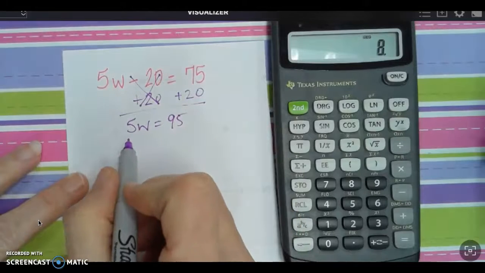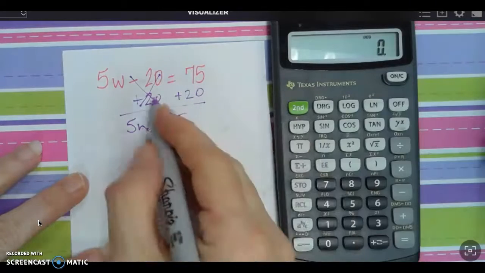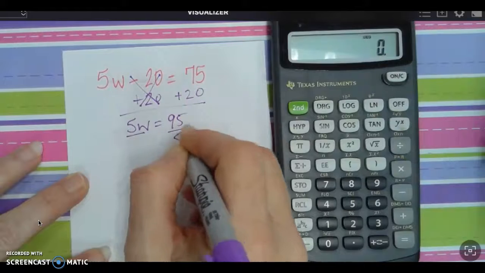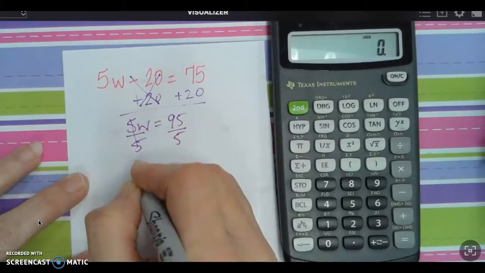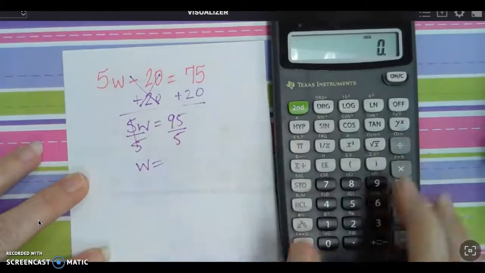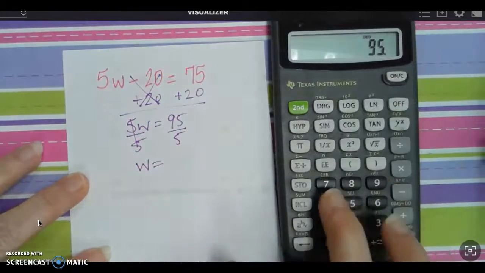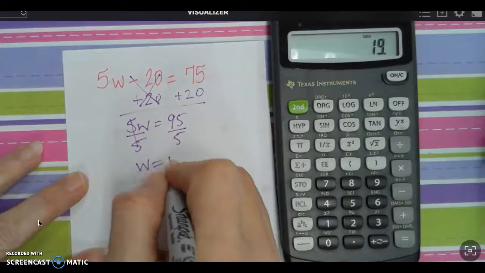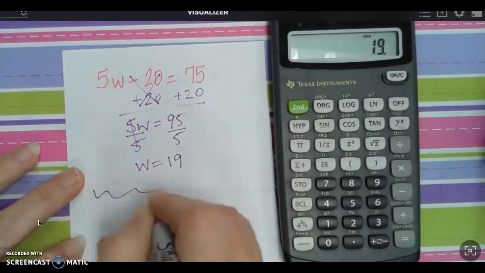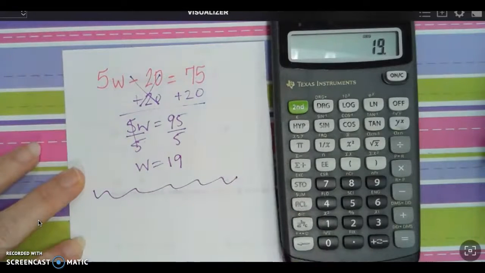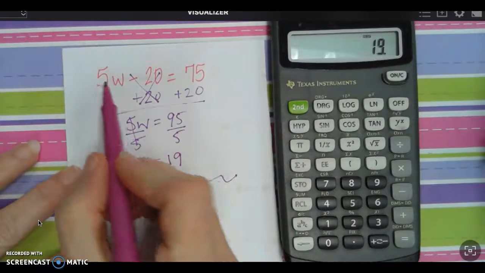And if it's 5 times w, the opposite of multiplying is dividing. Now some of you can probably do that in your head. Some of you might not. But we've got 95 divided by 5. Keep the calculator handy. It makes it a little easier. And w equals 19.